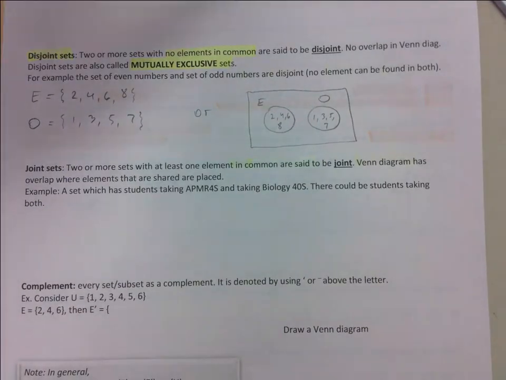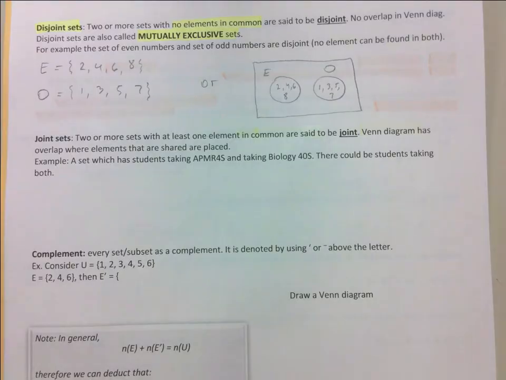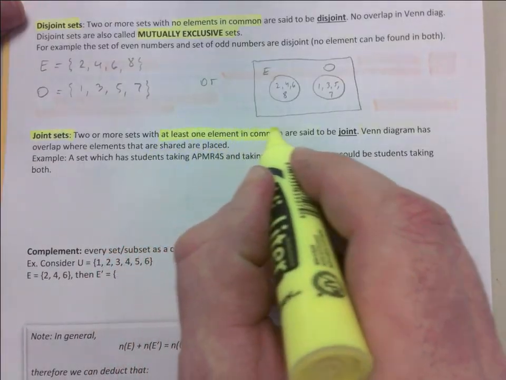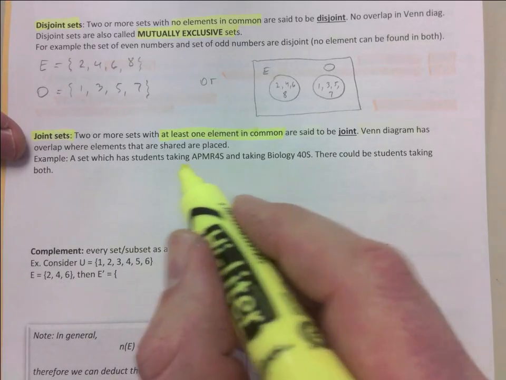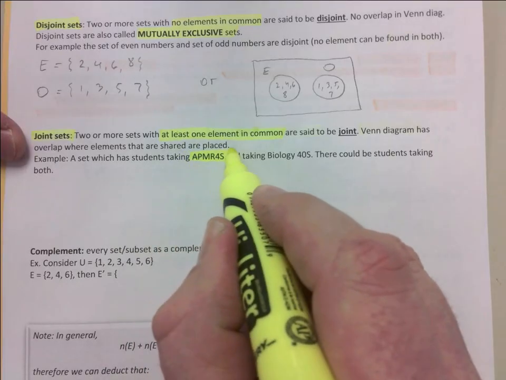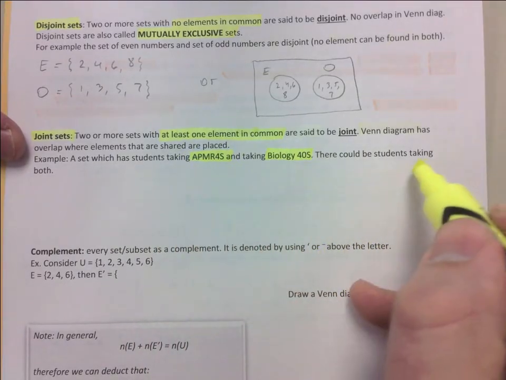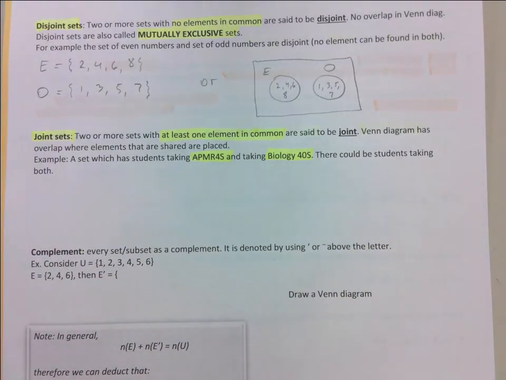Okay, keep going. Joint sets. That's also very important. You need to know what joint sets are. Two or more sets with at least one element in common. So for example, a set of students taking grade 12 applied and biology 40S, there could be students taking both. In fact, are there students taking biology 40S in this class? I've got 3. 3 or more, at least 3. So if we consider applied and biology, that would be a joint set. There'd be students that are taking both, right? So that's what that is like.